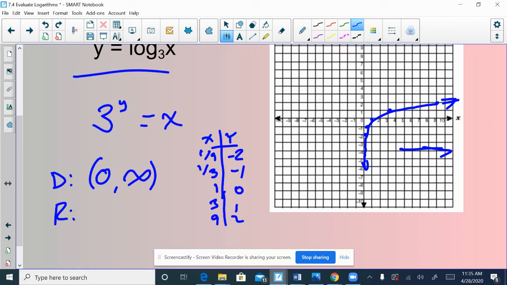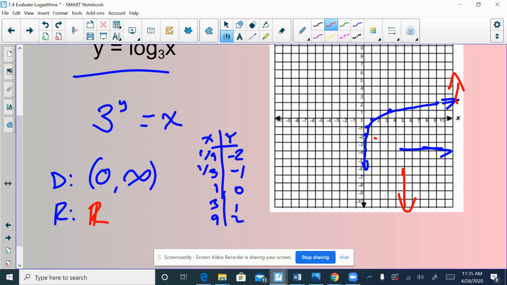The range is asking what y values does this graph exist at? This graph goes down forever, over here, right? And it goes up forever. It's growing slowly, but it still is going up forever. And so the range here is going to be all reals.